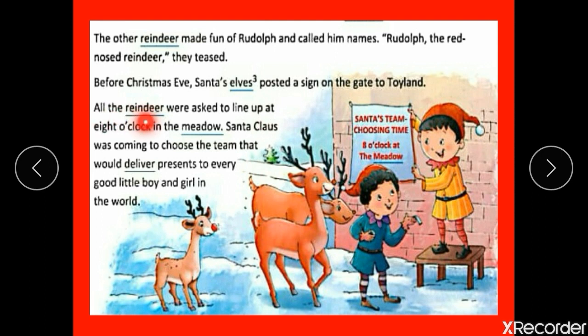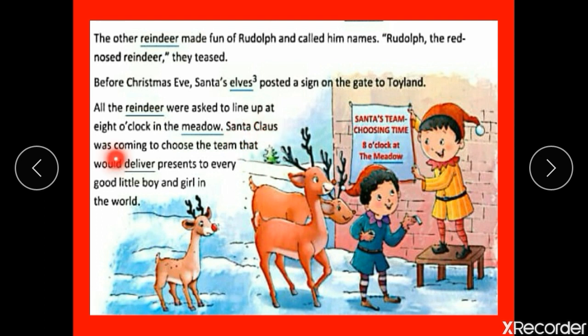All the reindeer were asked to line up at 8 o'clock in the meadow. What is meant by meadow? Meadow means a piece of grassland. Underline the word meadow. A piece of grassland.